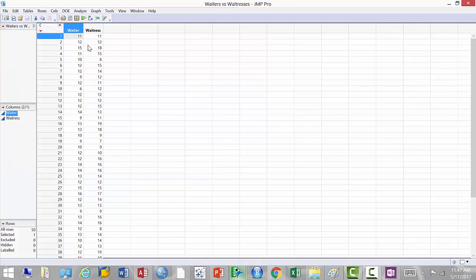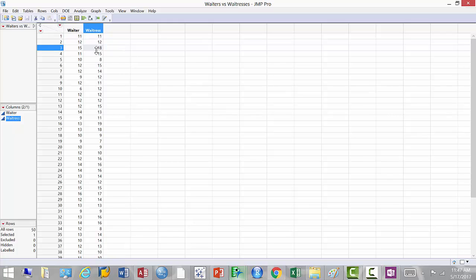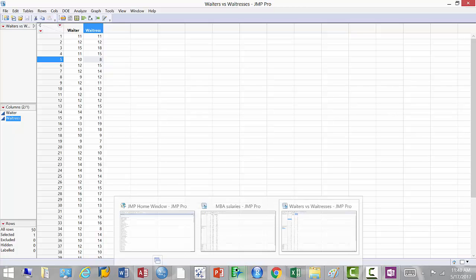So in the first restaurant, the tip was 11% for the waiter and 11% for the waitress. Same thing. Second restaurant, 12 and 12. In the next one, the waiter got 15% and the waitress got 18%. Then we have 11 and 5. Waitress again gets more. But in restaurant number 5, we have 10 and 8. So the data is all over the place. Sometimes males get more, sometimes females get more. All right.